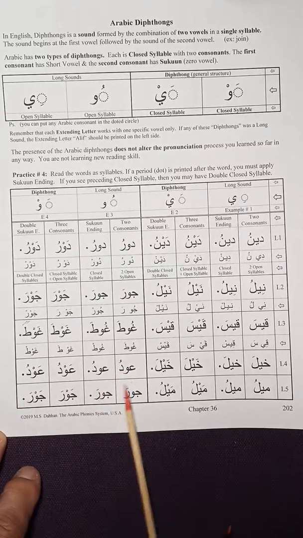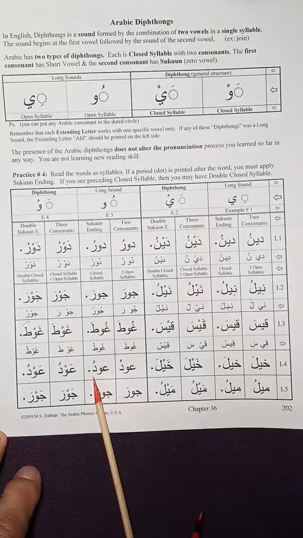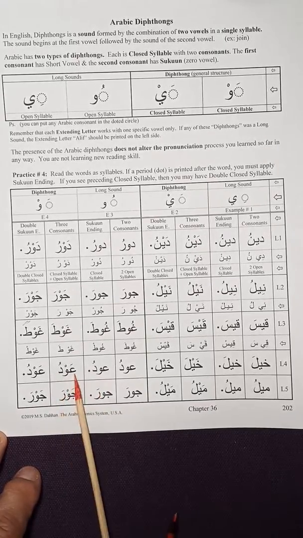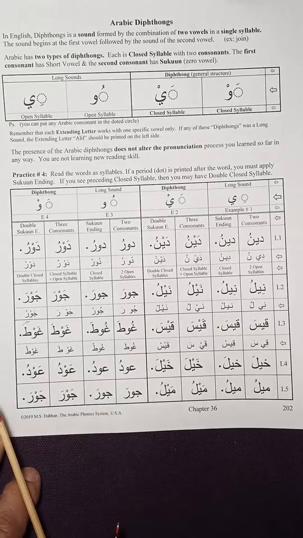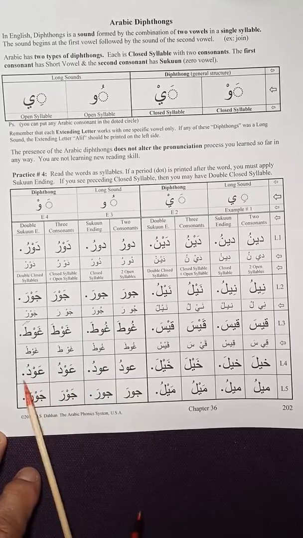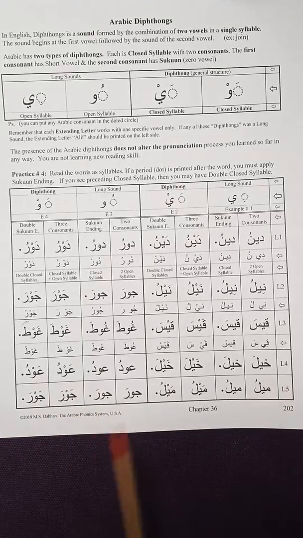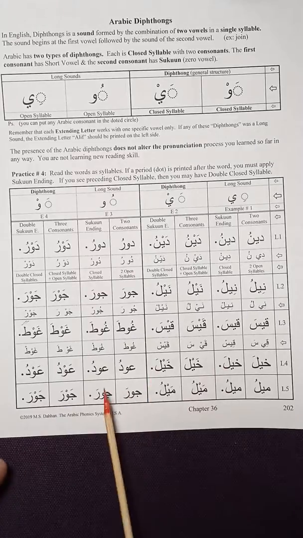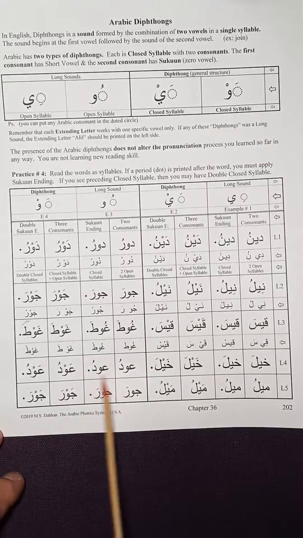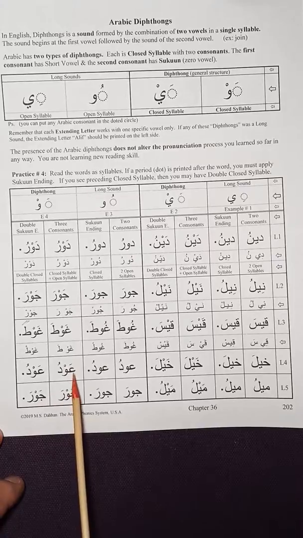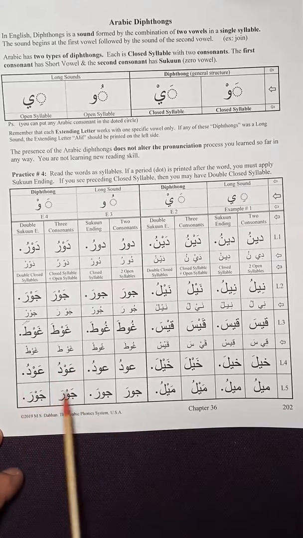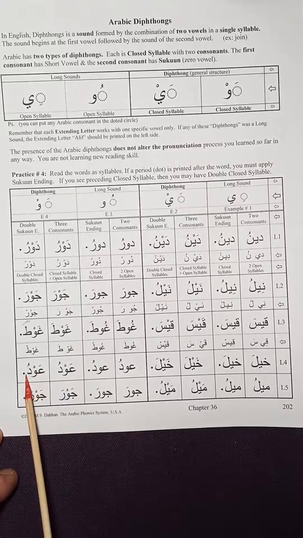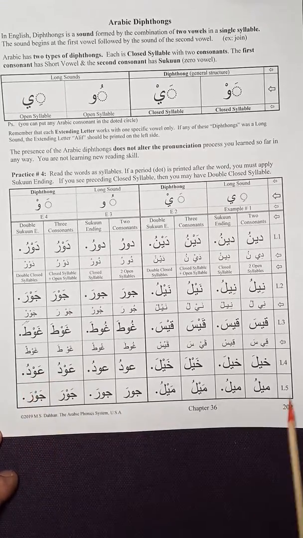Udu. Ud. Aud. Audu. Two different syllables. Let me repeat this one. Udu, two separate. Ud, one closed syllable. This becomes sukoon. Audu, two different syllables. This one here, combined, Aud, double closed syllable. Number 5.